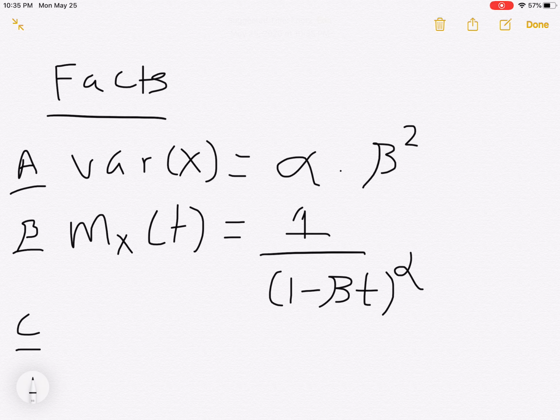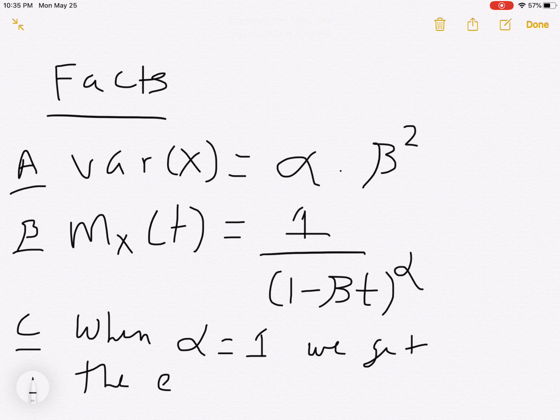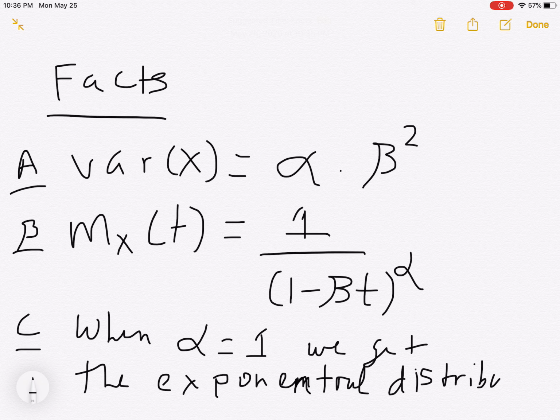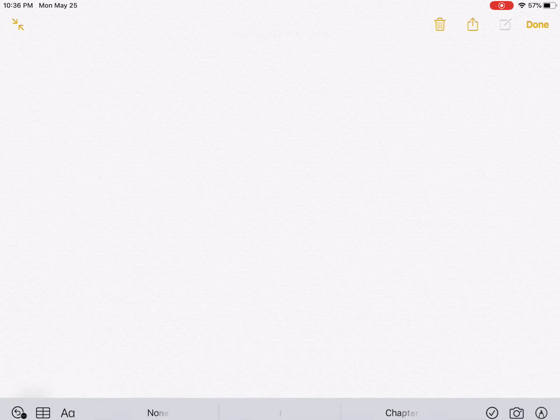Here's the other fact about the gamma distribution. When alpha is equal to 1, we get the exponential distribution. Okay, and I'm going to talk a little bit more about that.